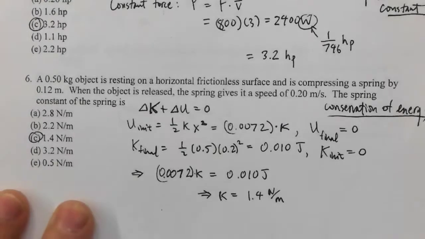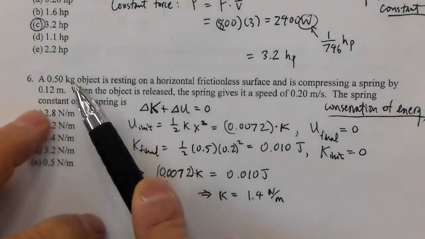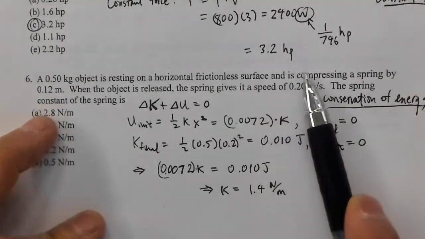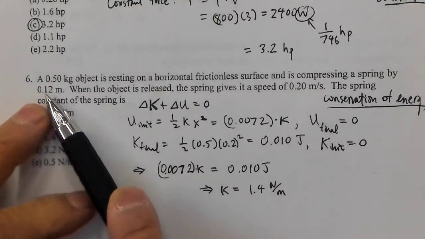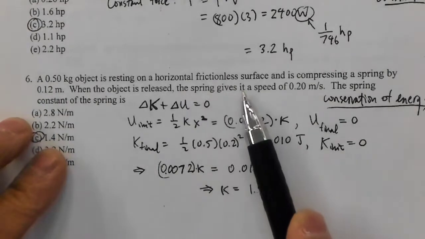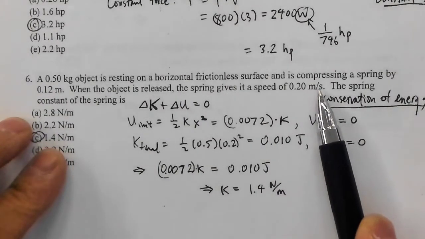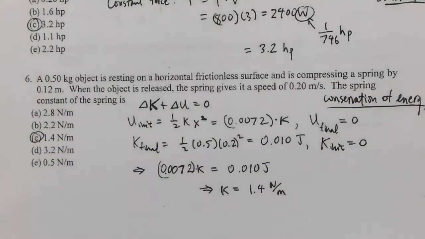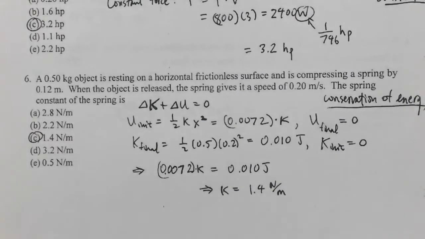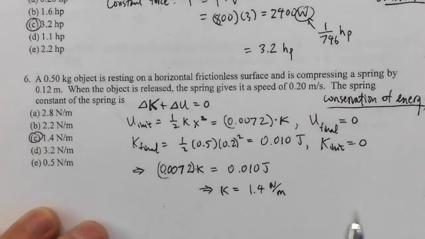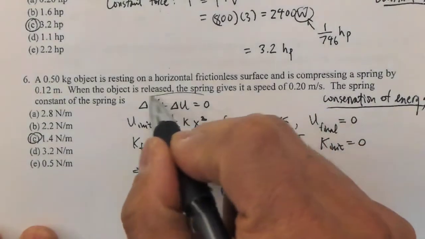Springs. A 0.5 kilogram object is resting on a horizontal frictionless surface and is compressing a spring by 0.12 meters. When the object is released, the spring gives it a speed of 0.20 meters per second. The question is, the spring constant of the spring is equal to what? So this is conservation of energy, delta K plus delta U is equal to 0, or maybe this is the way I wrote it.